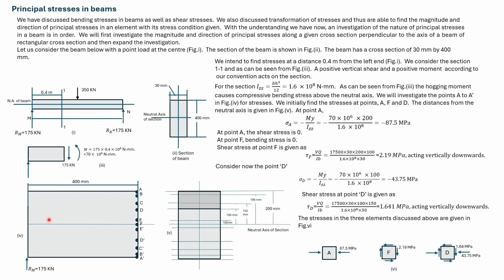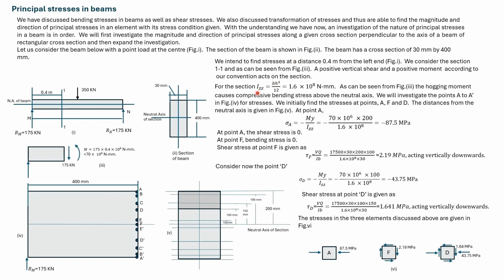This is a magnified diagram of the portion to the left of section 1,1. We'll find out the variation of principal stress both in magnitude and direction from the point A to point A dash, thus moving from the top to the bottom. Distances of these points from the neutral axis is given in figure 5. We'll initially find the stresses at the points A, F, and then D.